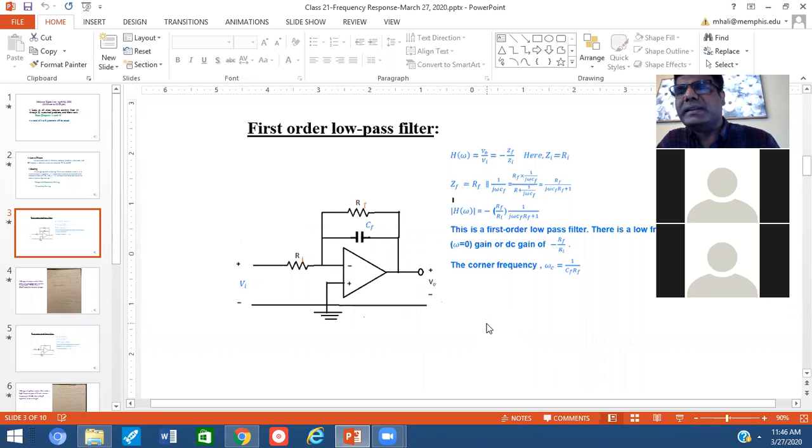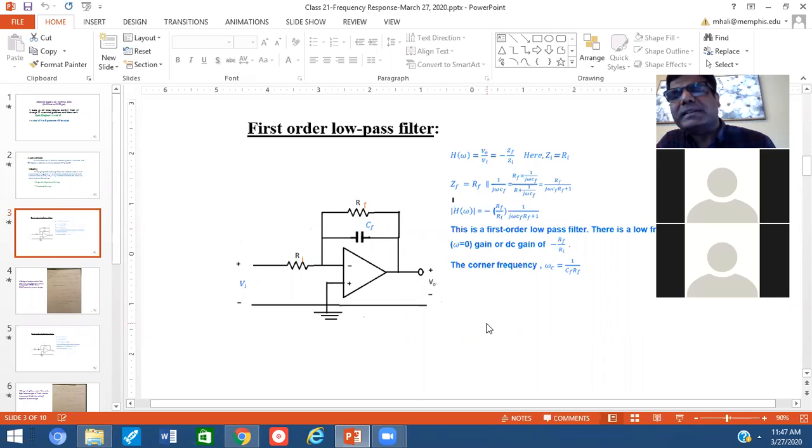And then I have written in the second line that there is a low frequency gain or DC gain, which is minus Rf over Ri when frequency omega equals 0. Then you need to know the corner frequency or cutoff frequency, where the value would be 1 over root 2, which is 0.707.